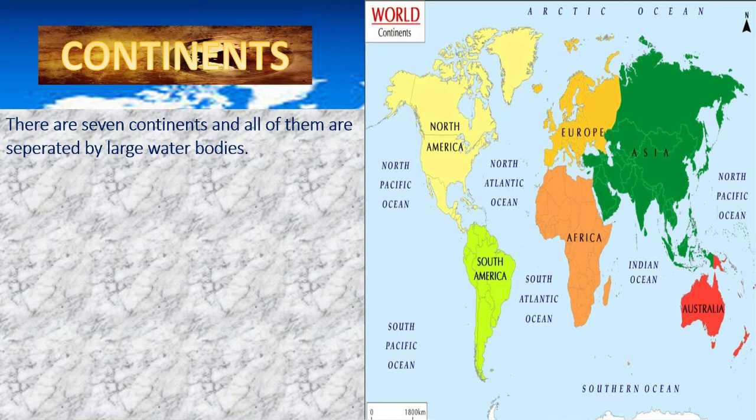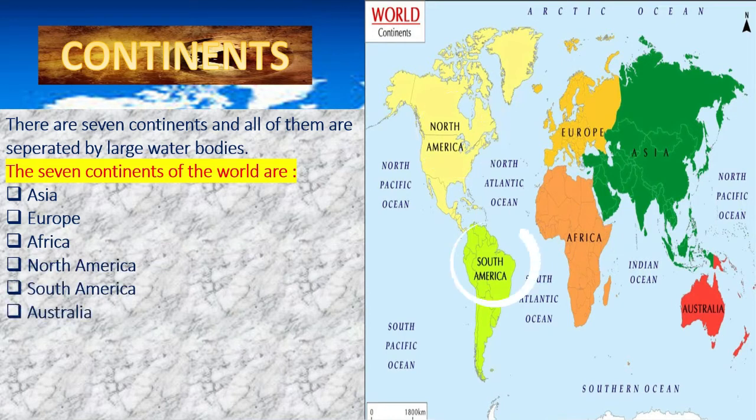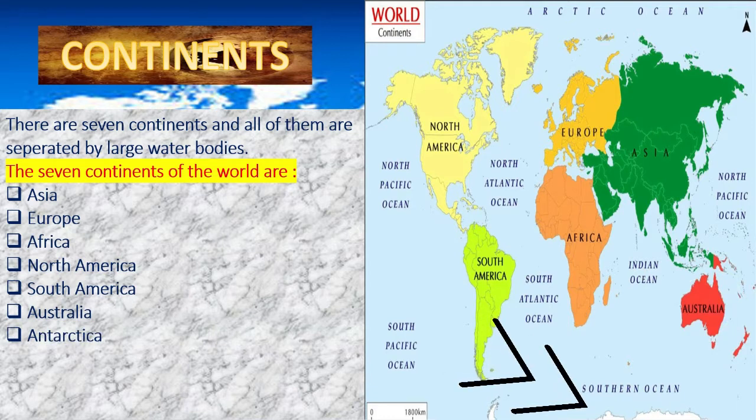There are 7 continents in the world and all of them are separated by large water bodies. Now let us know which are the 7 continents of the world. The 7 continents of the world are Asia, Europe, Africa, North America, South America, Australia, and Antarctica. You can see all the continents in the world map in the right corner of the screen.